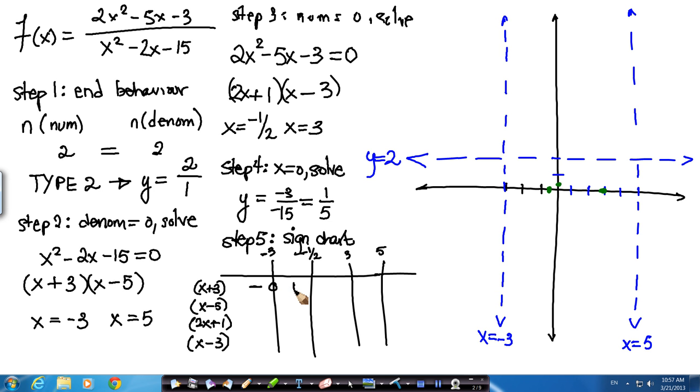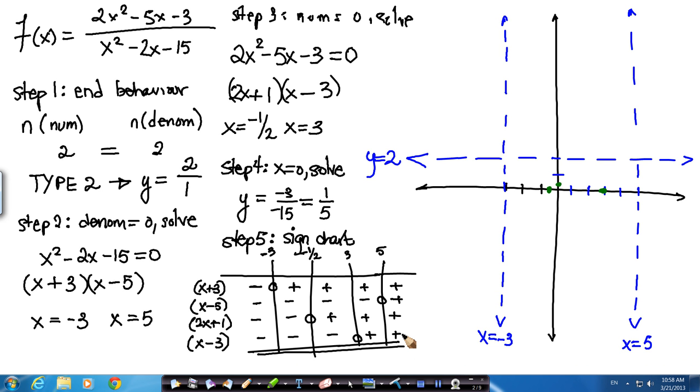To the left is negative, to the right is positive. All right, x minus 5, we set that equal to 0, we get 5. To the left is negative, to the right is positive. 2x plus 1, set that equal to 0, we get negative 1/2. To the left is negative, to the right is positive. And the last one, of course, x minus 3, set it equal to 0, we get 3. To the left is negative, to the right is positive.